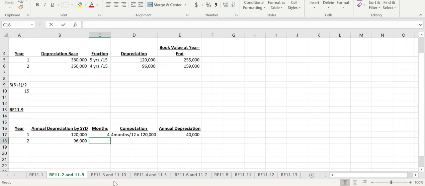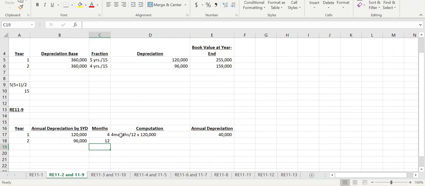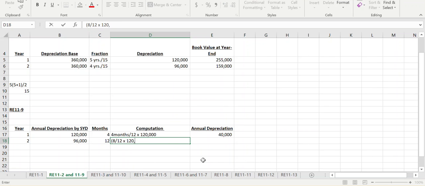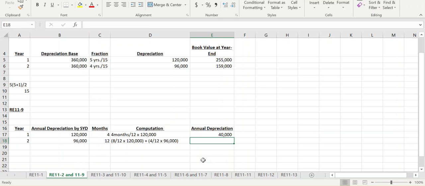We've had it for an entire 12 months. However, we have to break up those 12 months between the 8 remaining months that we have left from year 1 plus the 4 months that we have from year 2. So 8 months out of 12 times the $120,000 plus 4 months out of 12 times the $96,000 that we have. So that means we'd record $112,000 in depreciation expense in year 2.